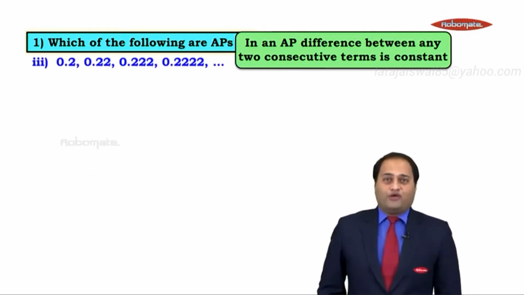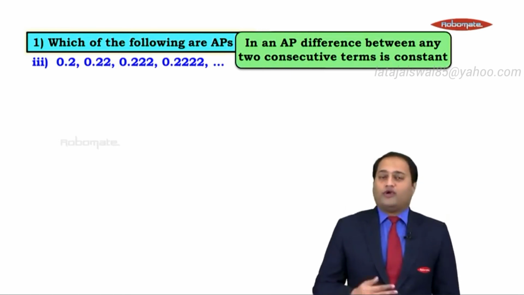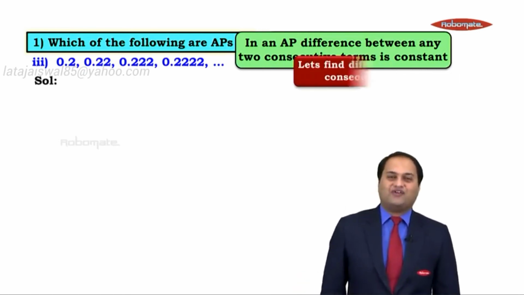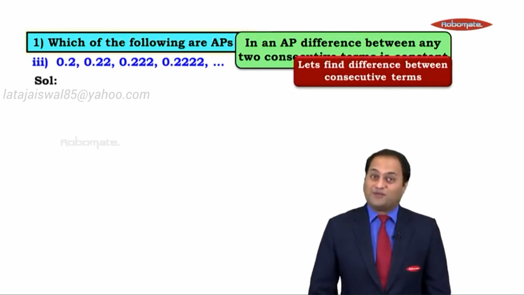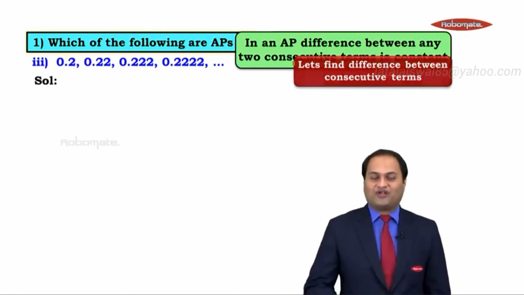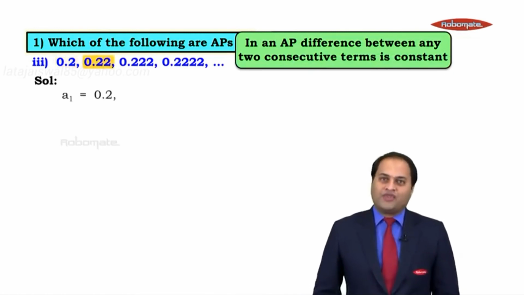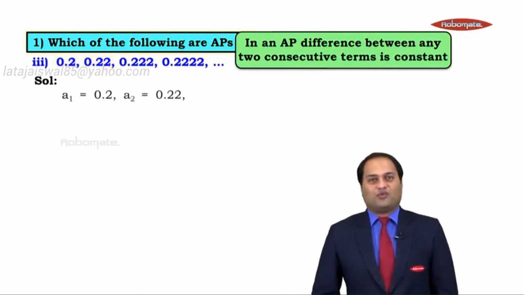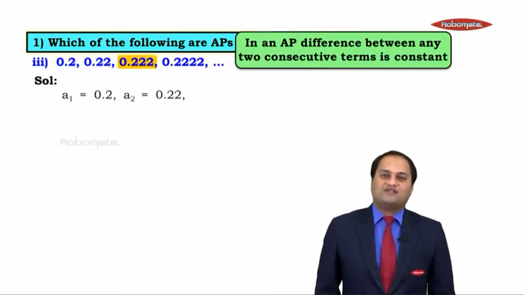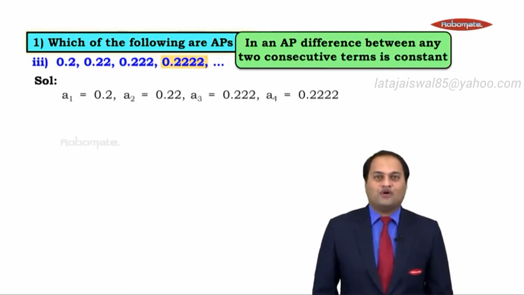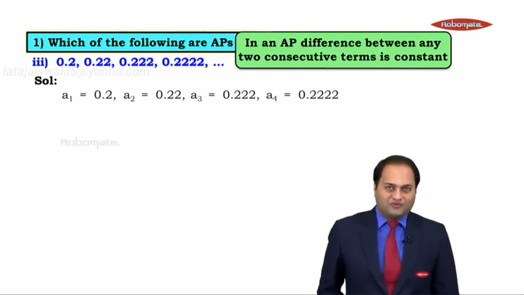The sum is 0.2, 0.22, 0.222, 0.2222. Let's start. We need to find the difference between the two consecutive terms, but before that, don't forget to denote. Let A1 be equal to 0.2, let A2 be equal to 0.22, let A3 be equal to 0.222, and let A4 be equal to 0.2222.